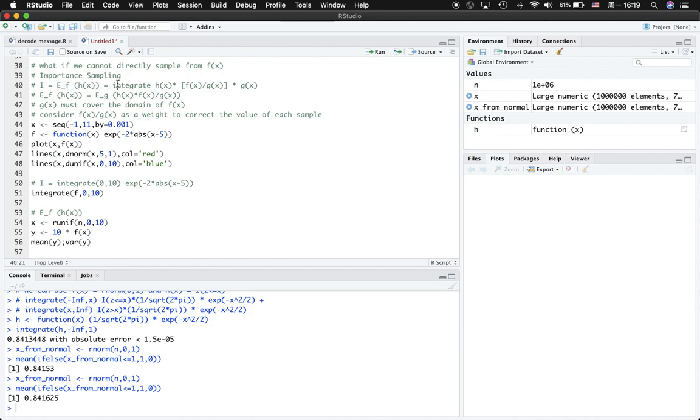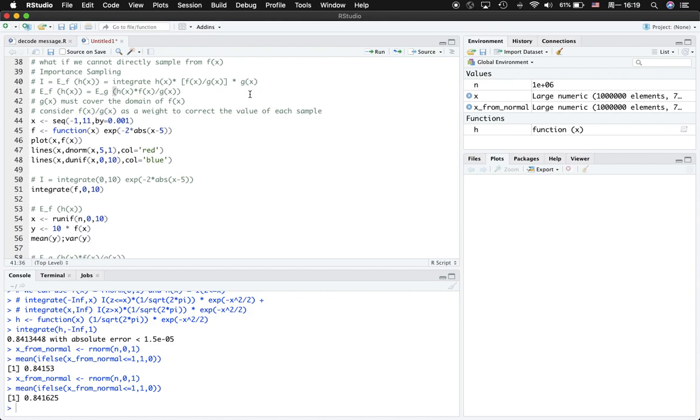But now we can rewrite this as the integral of h of x multiplied by the fraction f of x over g of x, and then multiplied by g of x. So basically what we did is multiply f of x times h of x by 1, but we separate the 1 into g of x over g of x, and then we bring the denominator into this function here, so that the expectation, where x is a random sample from distribution f, we now rewrite as the expectation of this entire function, where x is a random sample that we draw from g of x.